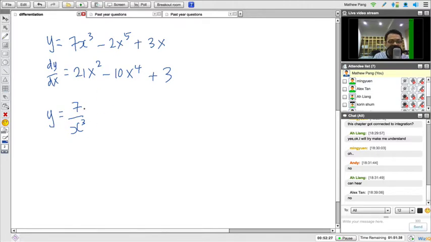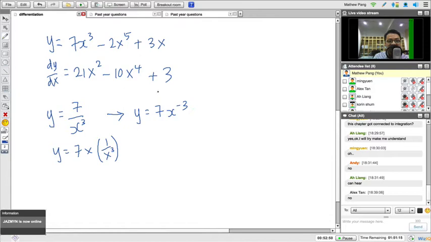So if you want to differentiate this one, you must be very good in indices. Because indices tell us that actually we can change this one to 7x power of negative 3. Isn't it? This one, if I separate them, actually equals 7 multiple 1 over x cubed. 1 over x cubed is x power of negative 3, right? Okay, if you understand about this one, then differentiating this will be very easy.